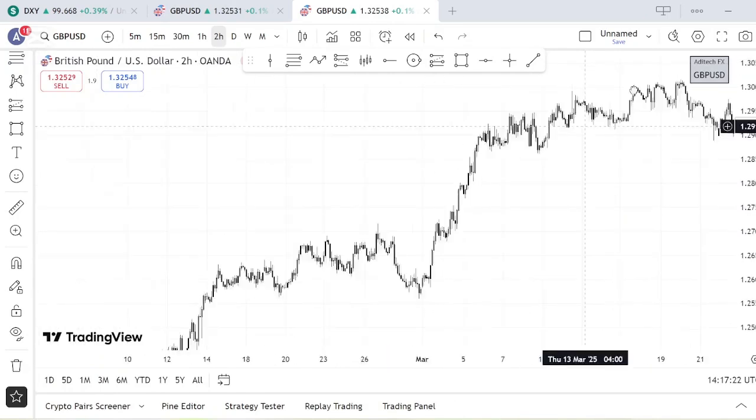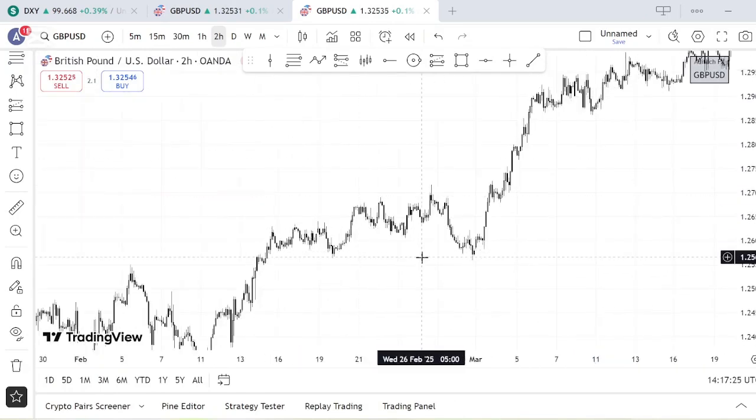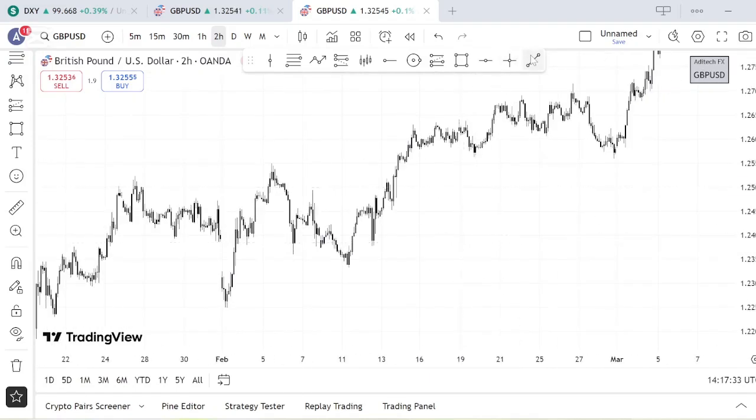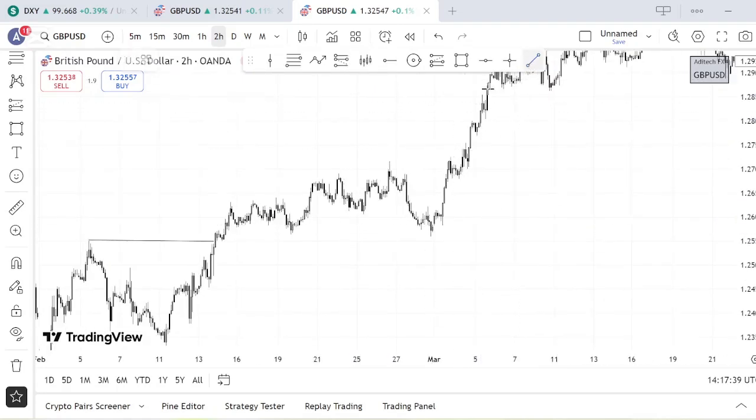So perfect. Now, based on the current trend right now, are we bullish or bearish? We are obviously bullish, right? We are breaking structures to the upside. So this is actually a break of structure right here. We have a break of structure. This is another break of structure. So it means we're in an uptrend, right?